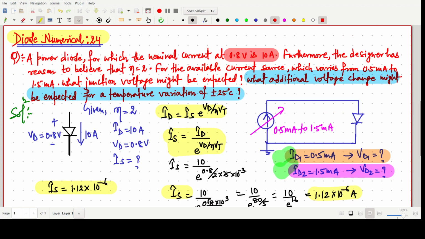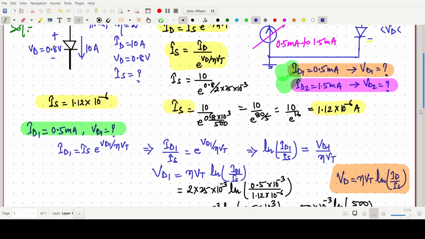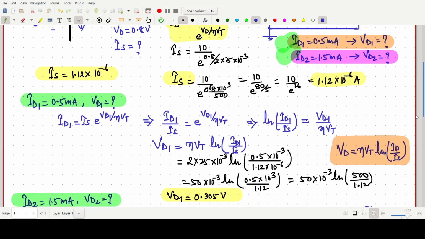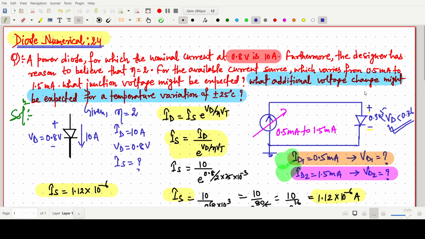Once again, for this one we have to select the junction voltage, or simply, it is expected in between which range? 0.3052 and 0.36 volt. So this one is the answer. This is all about this simple question, and this question is from the Microelectronics books.